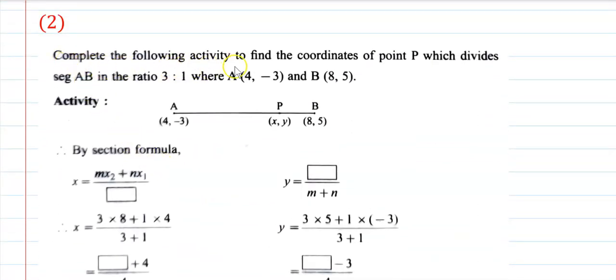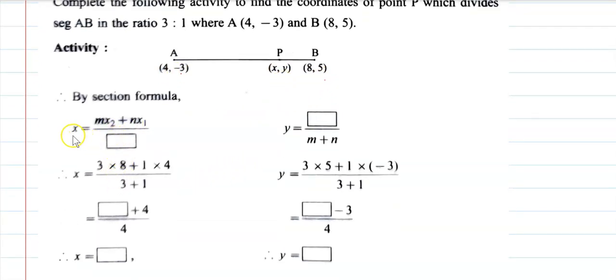Complete the following activity to find the coordinates of point P which divides segment AB in the ratio 3:1, where A is (4, -3) and B is (8, 5). The coordinates of the point A are (4, -3), B is (8, 5), B is x1. Section formula: x is equal to (m x2 plus n x1) upon (m plus n), and y is equal to (m y2 plus n y1) upon (m plus n).